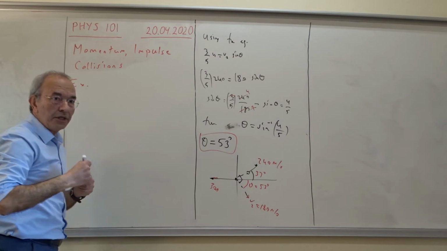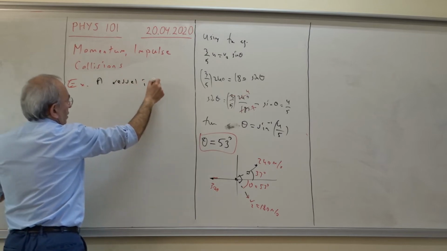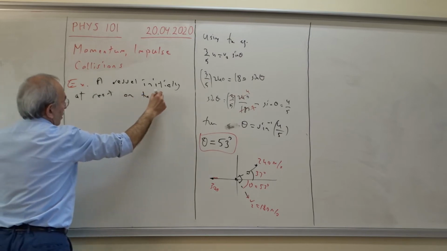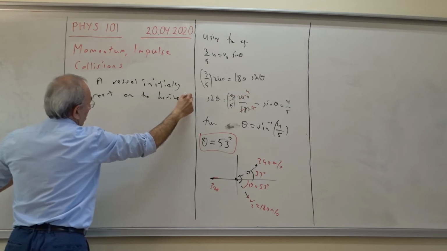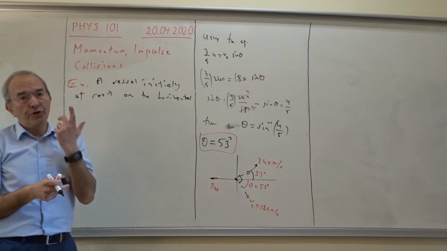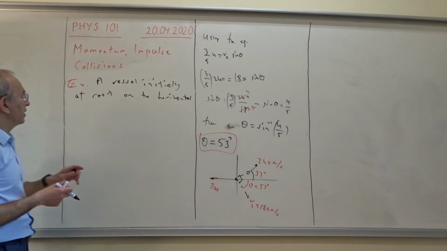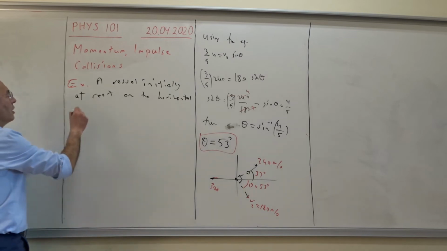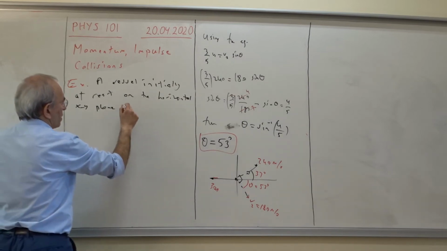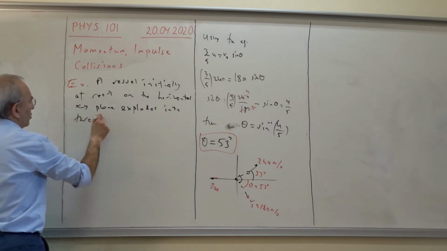A vessel initially at rest on the xy plane. This horizontal is needed because otherwise one might think of the y axis as a vertical axis, so there's some g, etc. We don't have any g, any weight of the particles. A vessel initially at rest on the horizontal xy plane explodes into three pieces.